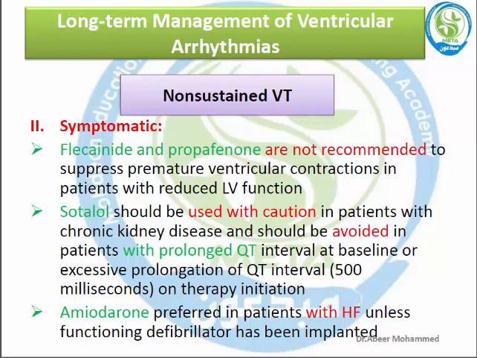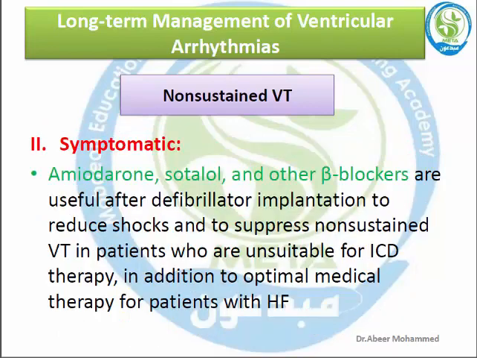Amiodarone is the safest antiarrhythmic in case of heart failure with reduced ejection fraction, unless we have implanted an ICD, an implantable cardiac defibrillator. Amiodarone, sotalol, and beta blockers after ICD are useful because they may reduce the shocks, because the ICD delivers shocks to the patient, generating shocks to prevent sudden cardiac death.